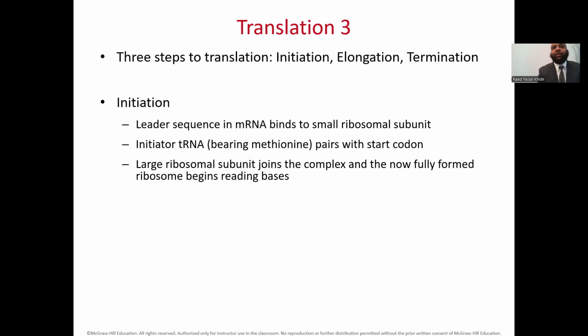So initiation represents a leader sequence in the mRNA that is going to bind to the small ribosomal subunit, and the initiator tRNA, bearing methionine, is going to pair with the start codon. The large ribosomal subunit is going to join the complex, and the now fully formed ribosome is going to begin reading the bases.